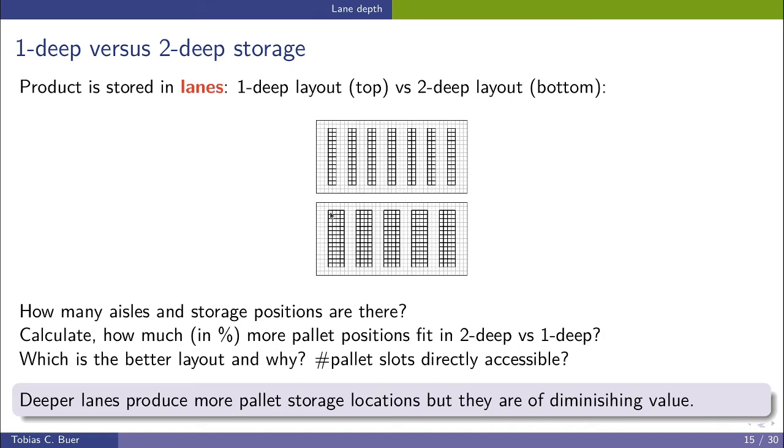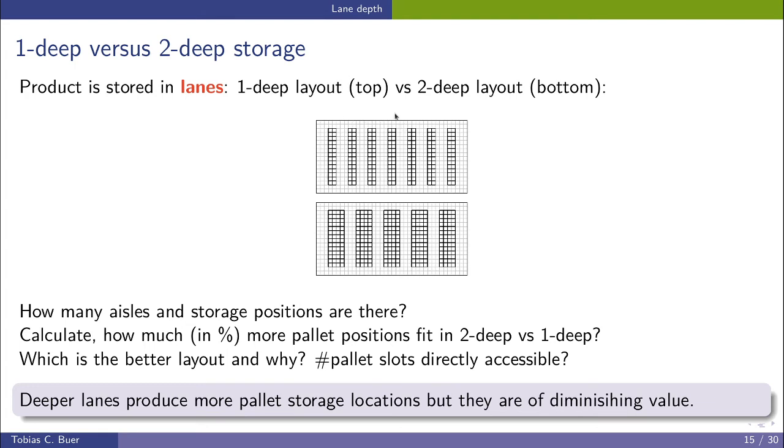And in a 2 deep lane the same SKU should be stored. So in this slot the same SKU is stored as in this slot, but because we can access it from the right, we can use a different SKU in this slot and in this slot. And in the top picture we can have different SKUs in the two slots, so we have one access from the left and one from the right.